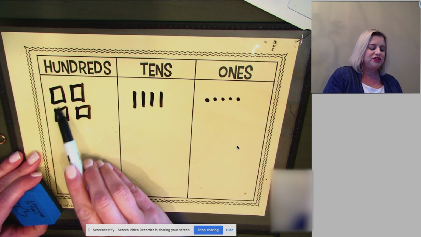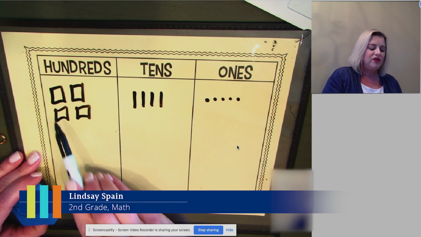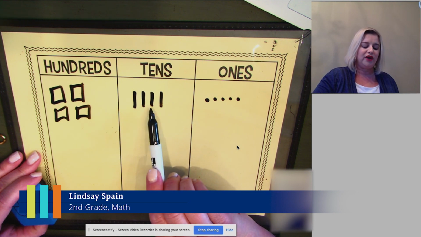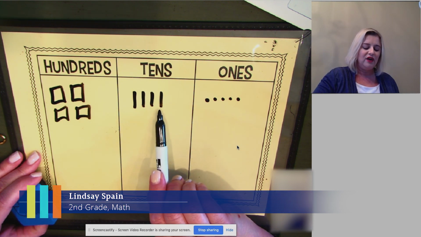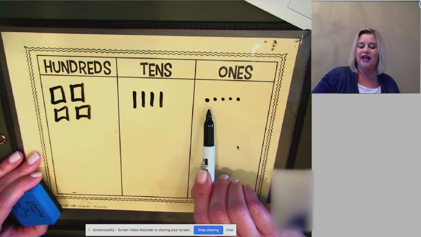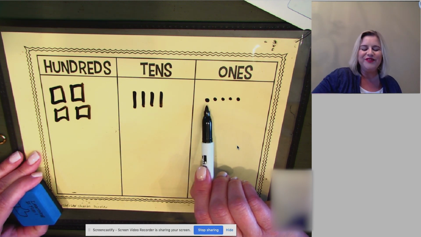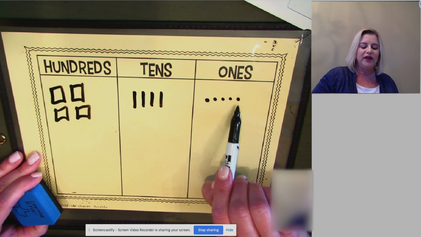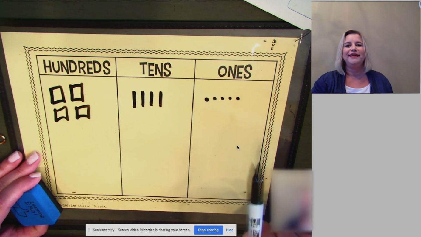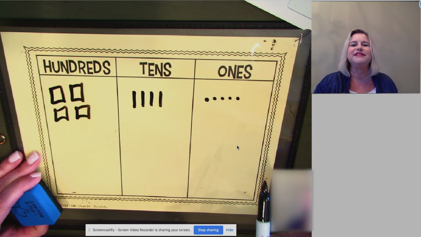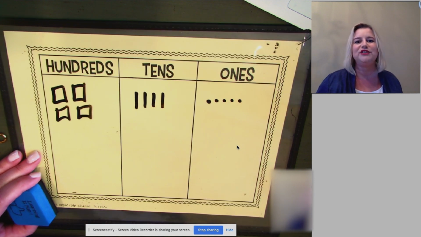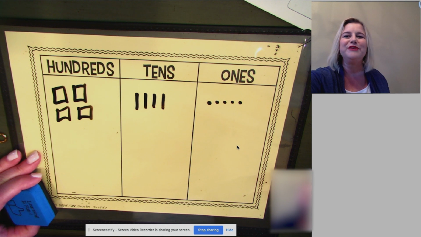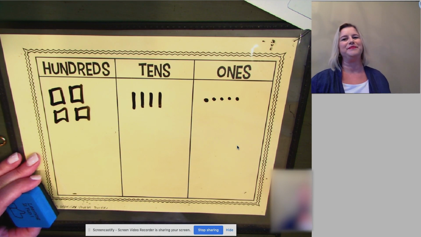Let's count to make sure it meets 445. We have 100, 200, 300, 400, 410, 420, 430, 440, 441, 442, 443, 444, 445. Whew! Great job, boys and girls. Now clap your hands 400 times. I'm just kidding. Clap your hands 4 times. I'm so proud of you and how hard that you are working.